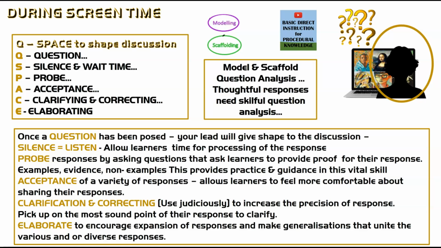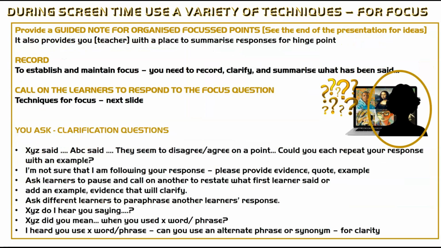Accept a variety of responses. Use clarification and correcting, especially correcting judiciously. Increase the precision of the response. Pick up on the most sound point of the response, and then elaborate. So that's the cue space to shape a discussion. Ask the question, wait, probe, accept, clarify and correct, and then elaborate.